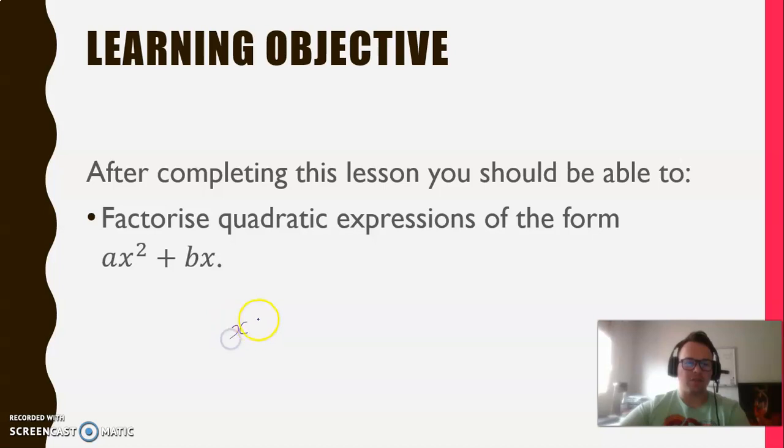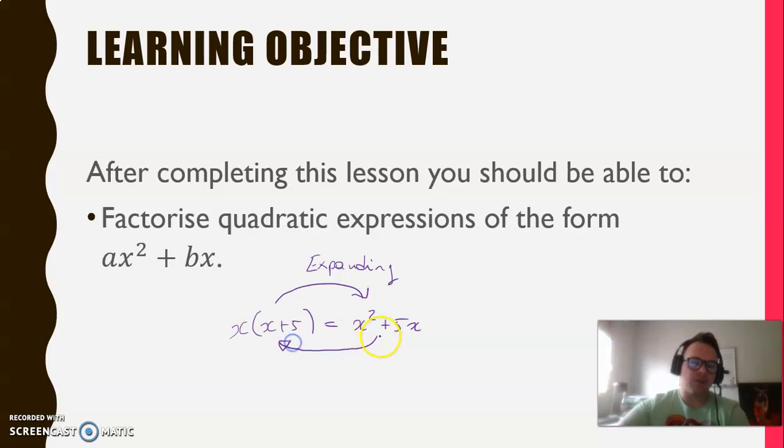So when we have an expression such as x times x plus 5 and we expand that, so we multiply out the bracket, we end up with x squared plus 5x. Okay, so this process here that takes us from a product to an addition of two terms is called expanding. Well, the process that takes us back from having a sum of two terms to having a product is called factorizing.